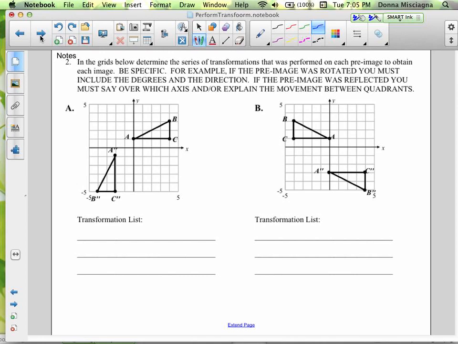So the first thing I would do is get it facing the same direction, which means you're going to have to rotate it. And notice it's moved 2 quadrants.